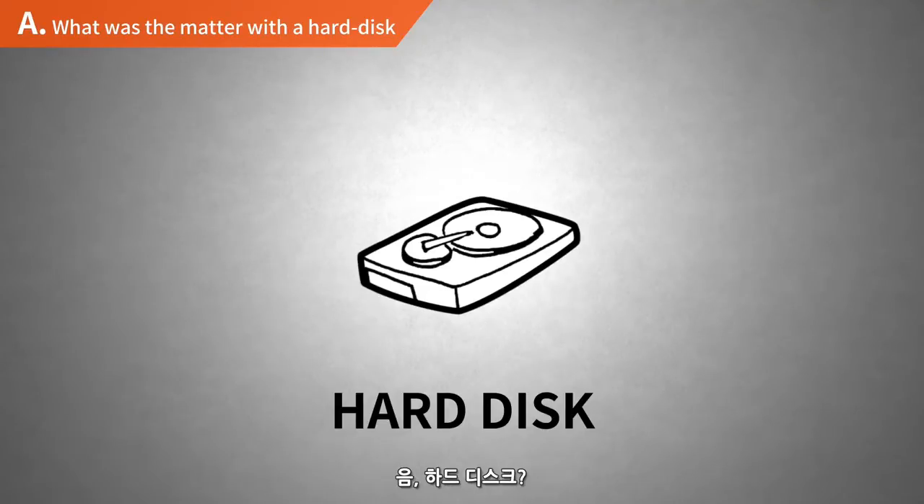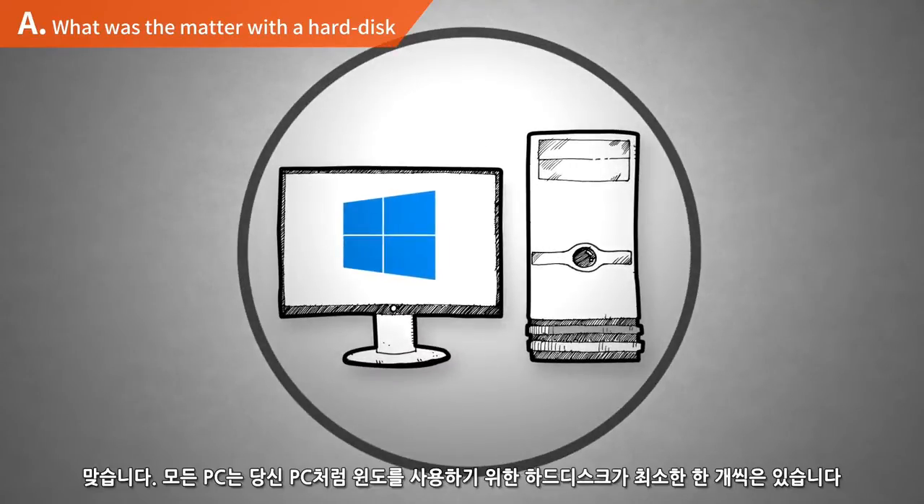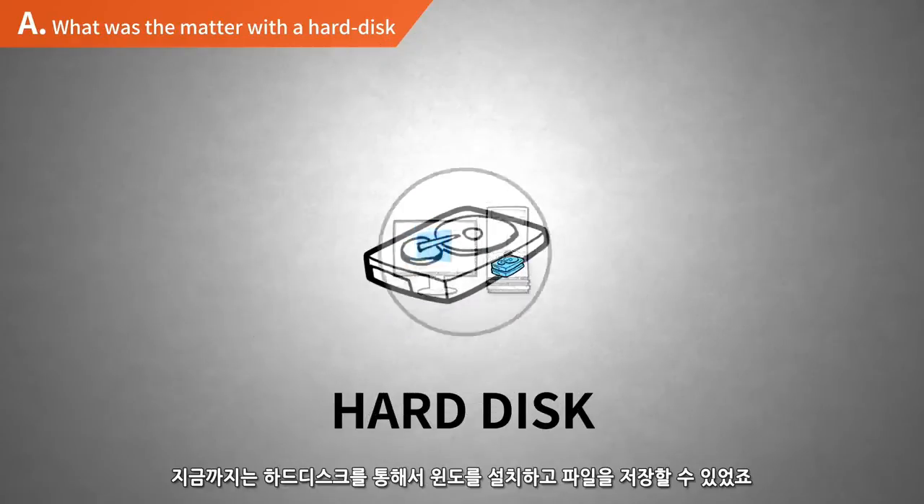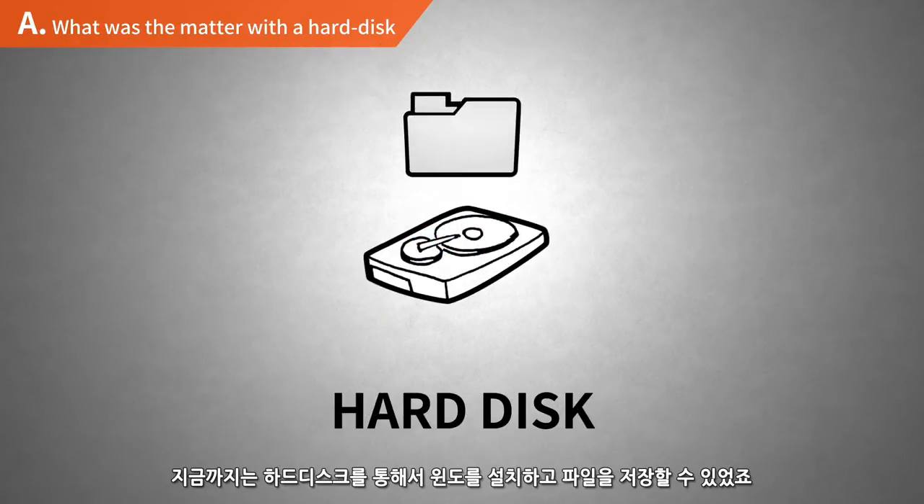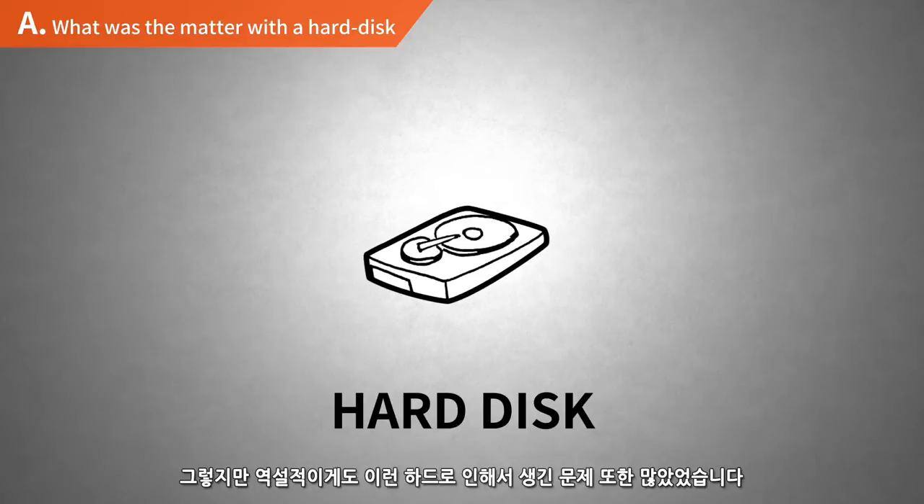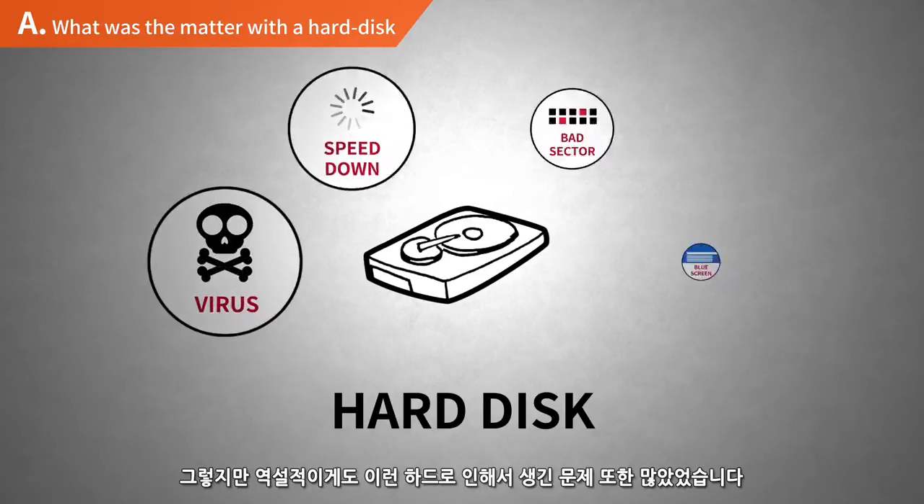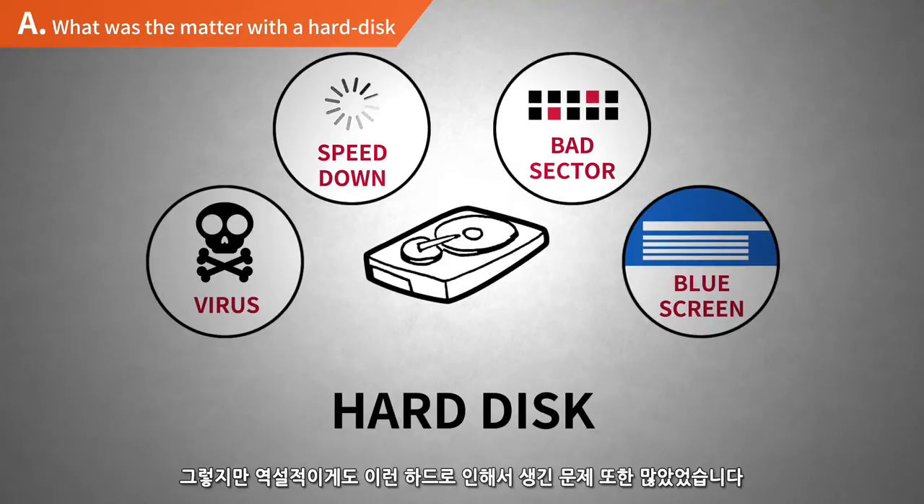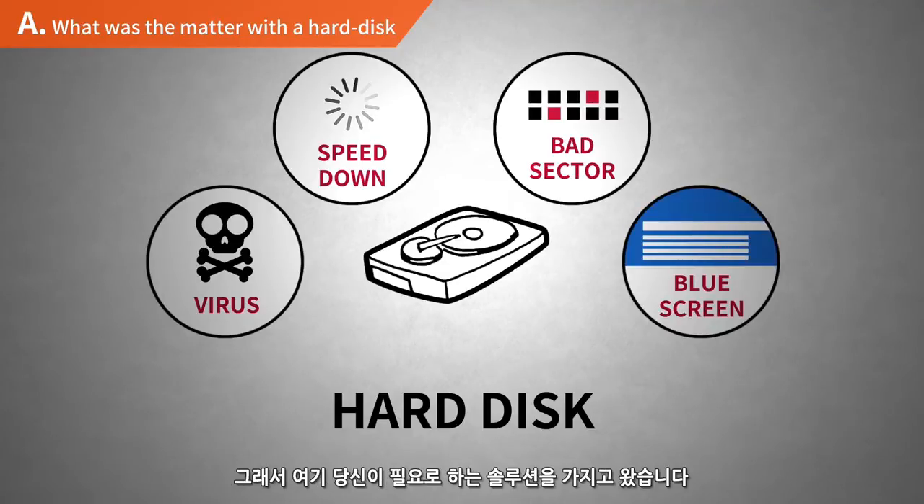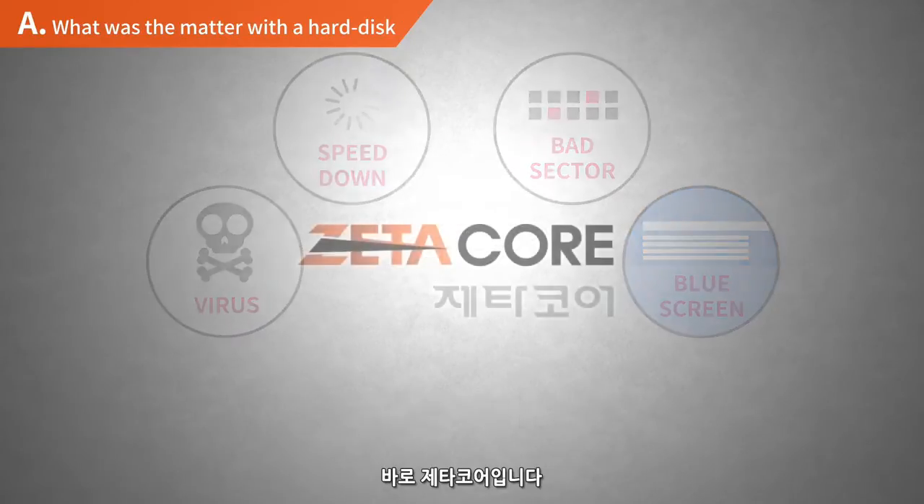The hard drive? Right. Every PC has at least one hard drive, like Windows, the operating system. Until now, you could install Windows or save files to this hard drive. On the other hand, it's also true that there are a lot of problems because of this hard drive. That's why we came up with a solution to fit your needs. It's called ZETACORE.